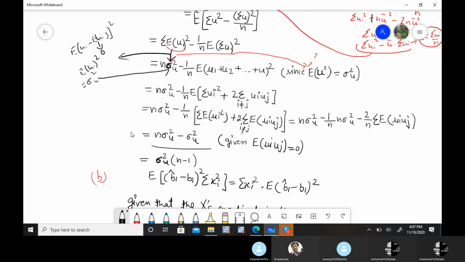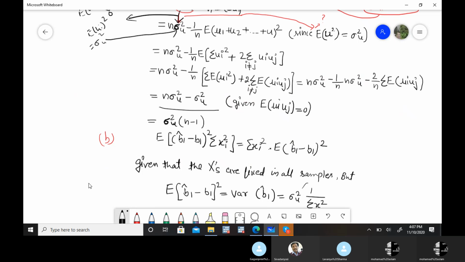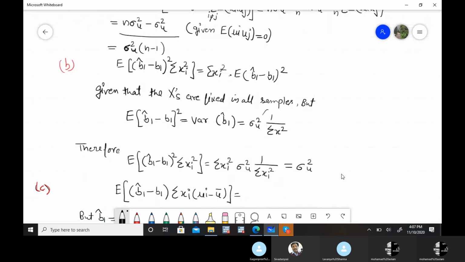Then we have the B part, that is expected beta 1 hat minus beta 1 square summation xi square. Now let's solve this particular part. Just take summation xi square, because it is fixed in repeated sampling, out of the expectation. So expectation beta 1 hat minus beta 1 square, that is variance of beta 1, and variance of beta 1, as we proved in the derivation, is equal to sigma square upon summation xi square.